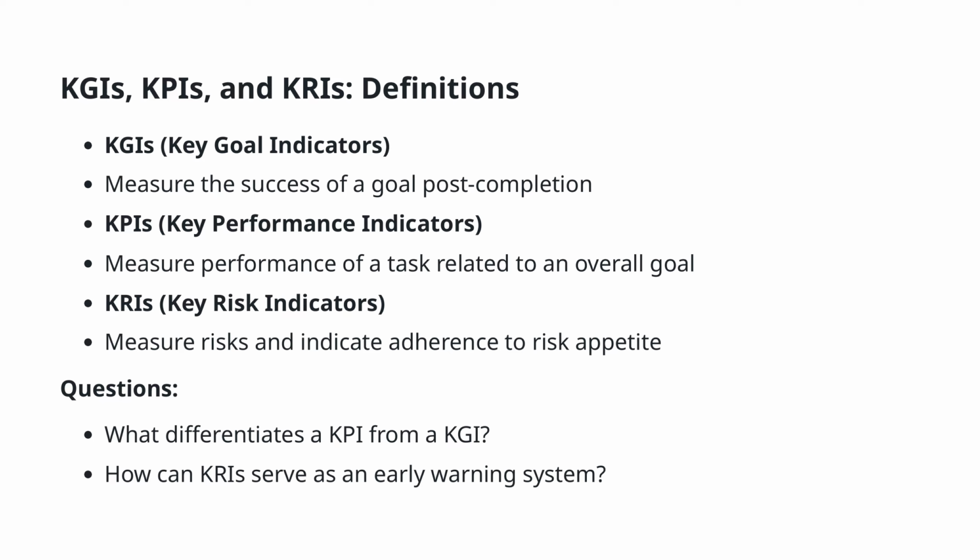Next, let's define KPIs, or Key Performance Indicators. KPIs are used to measure the performance of a task or activity. They are directly related to the overall goal and help track progress toward its achievement. Lastly, we have KRIs, or Key Risk Indicators. KRIs measure risks and help assess whether they fall within the organization's risk appetite. They can serve as early warning systems to indicate potential threats before they become critical.